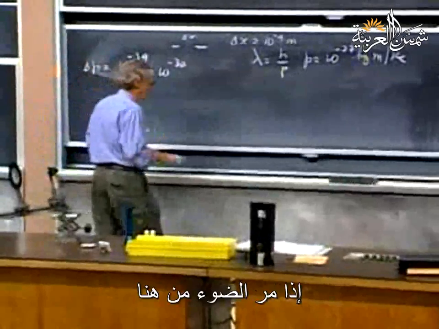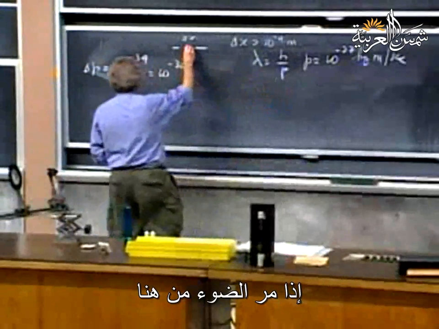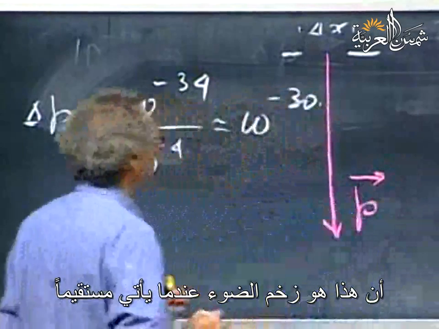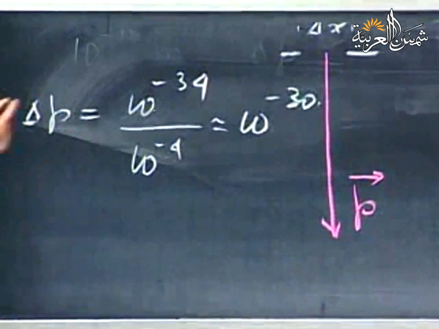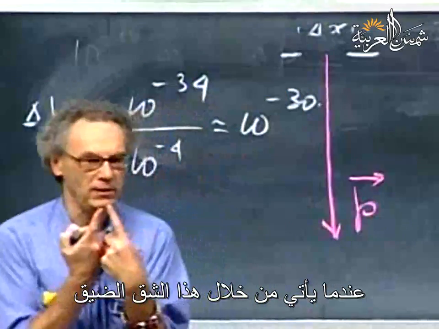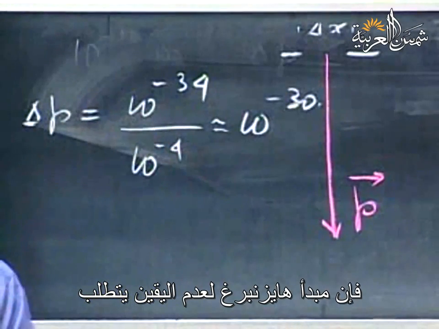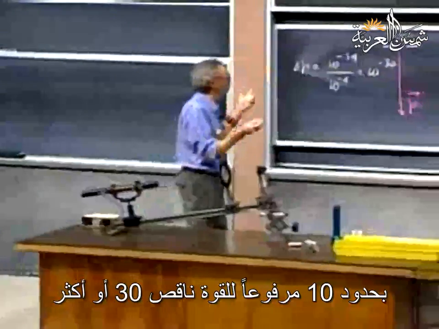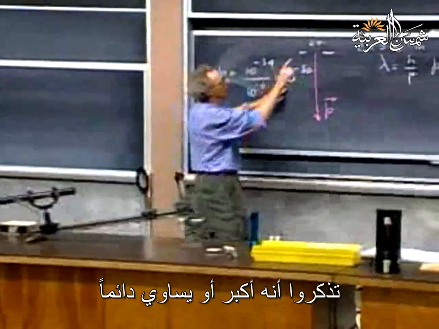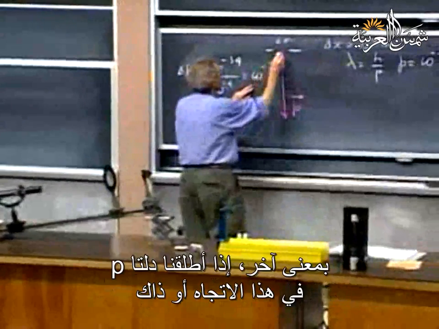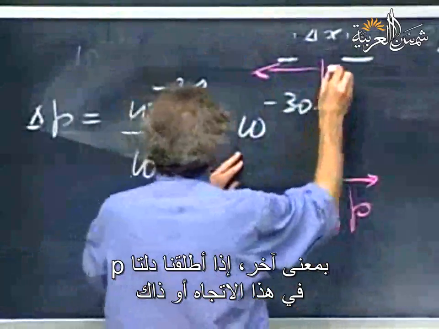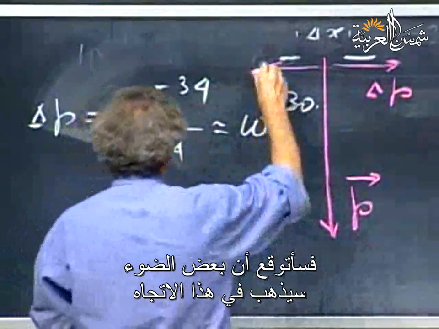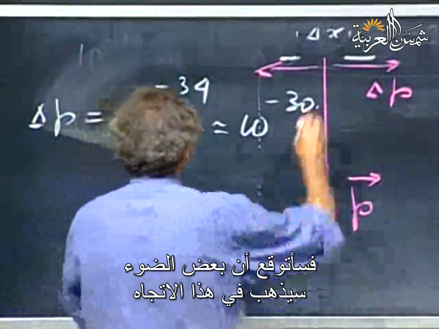So what will happen if the light comes through here, and I now make a classical argument. I say this is the momentum of the light as it comes straight in. When it has to be squeezed through this narrow opening, Heisenberg's uncertainty principle demands that the momentum in this direction is going to be undetermined by roughly 10 to the minus 30 or more. Remember, it's always larger or equal. In other words, if I introduce, for instance, in this direction or in this direction, delta P, then I would expect that some of that light goes off in this direction.